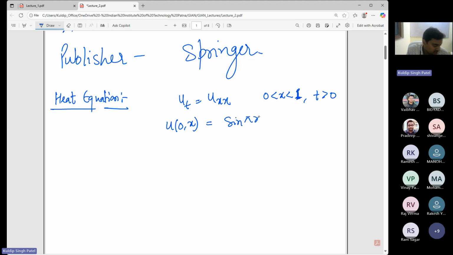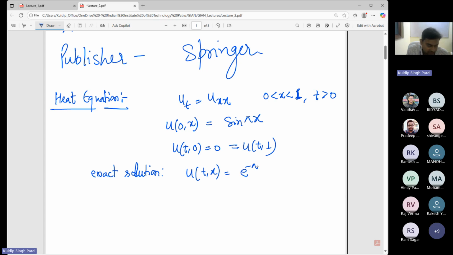The initial condition is sine pi x, and u at 0 is 0, equal to u at 1. Let me write the exact solution, then we will discuss everything one by one. The exact solution is u of t, x equals e to the power minus pi squared t times sine pi x. So this is the heat equation we have taken.